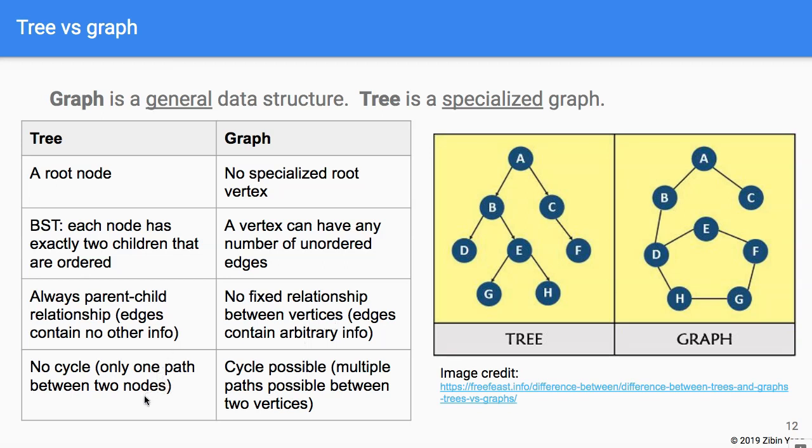And then finally, in trees there cannot be any cycles, right? Between any ancestor and a child node, there's only one path between them. But in a graph, we have already seen that there could be cycles, right? So that means that between two vertices, there might not be just a single path. There could be multiple paths. And these are just some of the main differences between graphs and trees. And I'm sure you can probably come up with others.